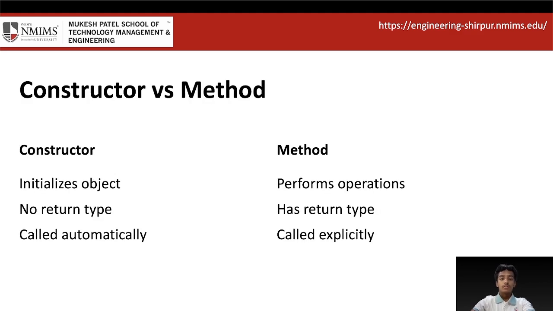Constructor versus method. Constructors and methods may look similar, but they serve different purposes. A constructor is used to initialize an object and is called automatically, while a method is used to perform specific operations and must be called explicitly. Also, methods have return types, whereas constructors do not.